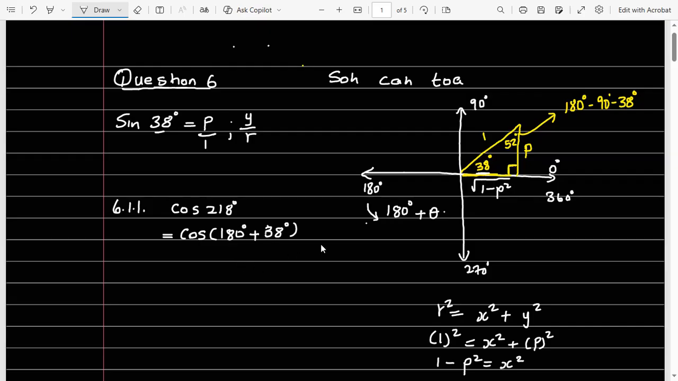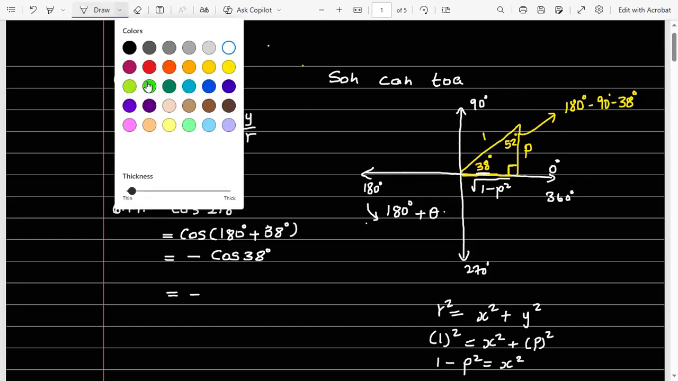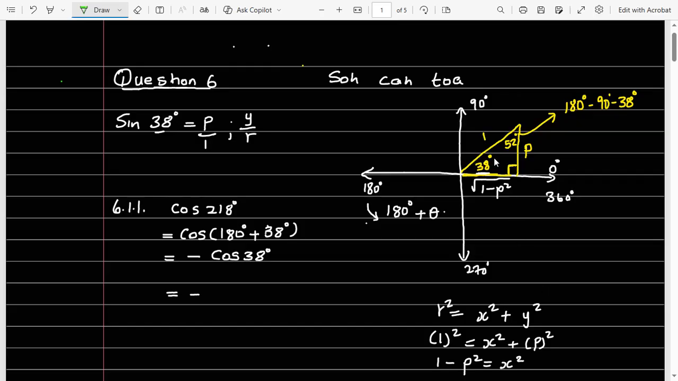Then you do the reduction formula. Where is cos 180 plus 38? It's in quadrant 3. How is cos in quadrant 3? Cos is negative. So this will be negative the cos of that angle, 38 degrees. Then to solve this will be negative the cos 38. We're going to use the diagram to understand what is cos 38 equals to. Now that the angle, we have it in that triangle, which is this 38.